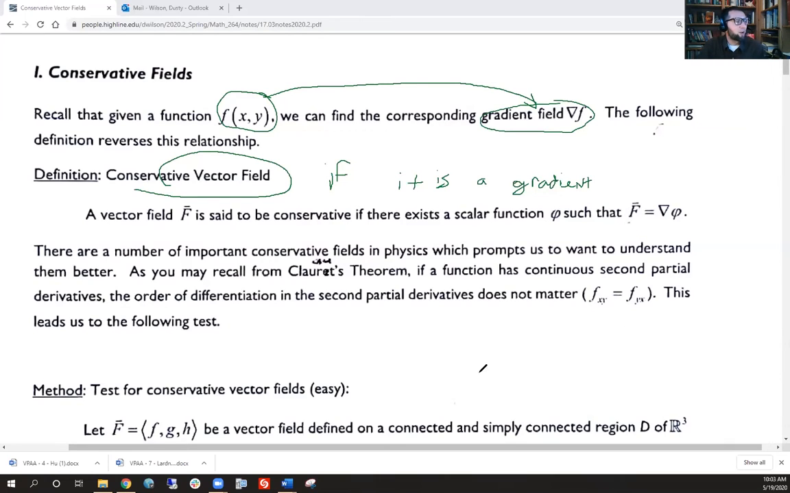So there are a number of important conservative fields in physics, which prompts us to want to understand them better. As you may recall from Clairaut's theorem back in Calc 3, if a function has continuous second partial derivatives, the order of the differentiation in the second partial derivatives does not matter. So here, notice you have the partial derivative with respect to x, then y, and that's equal to the partial derivative with respect to y, then x. This leads us to the following test.